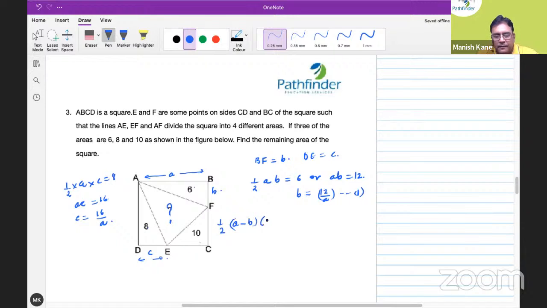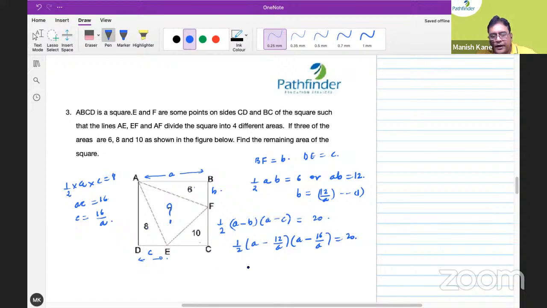Applying the same result to triangle EFC, we have 1 by 2 into A minus B into A minus C must be equal to 20. 1 by 2 A minus B into A minus C is equal to 20. Now all I need to do is substitute B as 12 by A, and C as 16 by A.